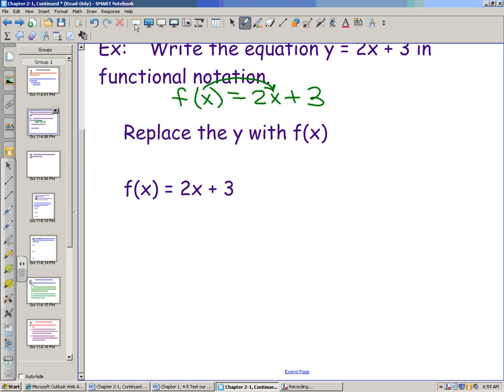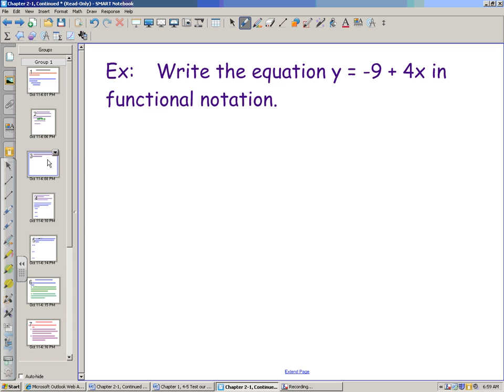Okay. Next. Write the equation y is equal to negative 9 plus 4x in function notation. I'm going to give you guys a minute. Please do so now. Okay, you should be done. According to the last example, I get rid of my y, and in place of it, I'm going to put f of x. Why do I use the x? Because that's what y was expressed in. Y was equal to something with an x in it, so I must use the x inside the parentheses here. And negative 9 plus 4x I bring down.